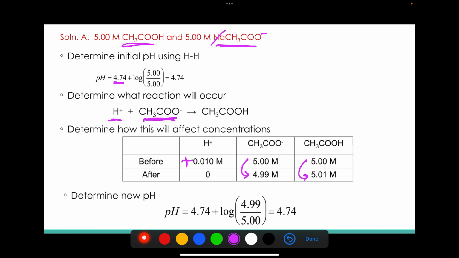Plugging that back into the Henderson-Hasselbalch equation, notice that we have no change in pH because the change to this ratio is so minimal. When we take the log of that value and round to sig figs, we end up with no change in the pH.